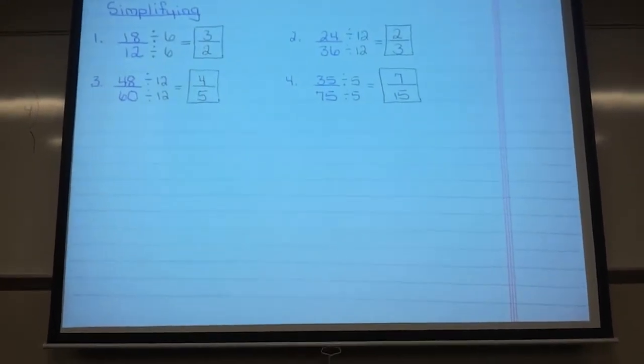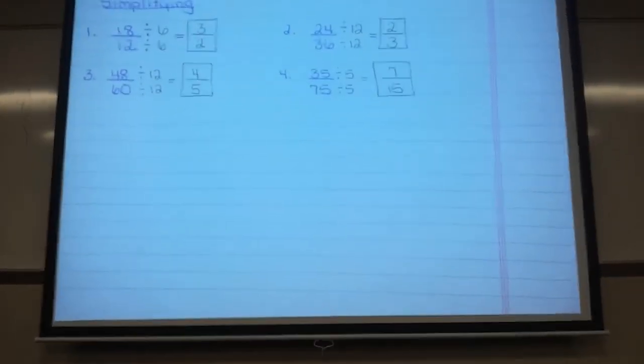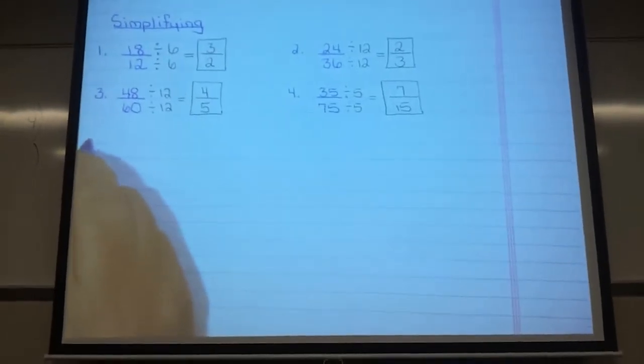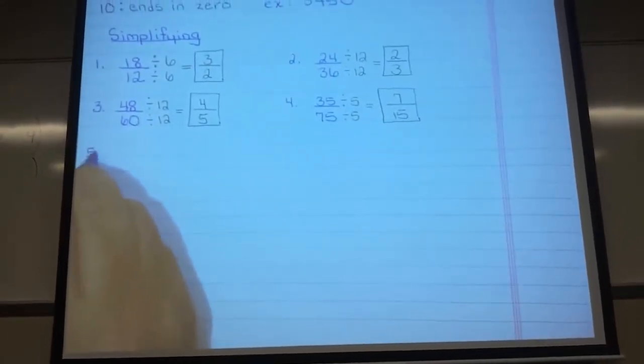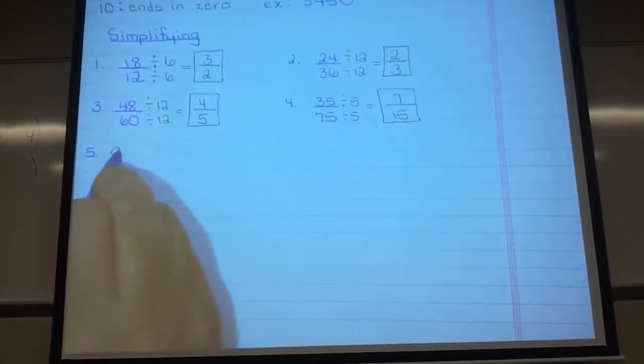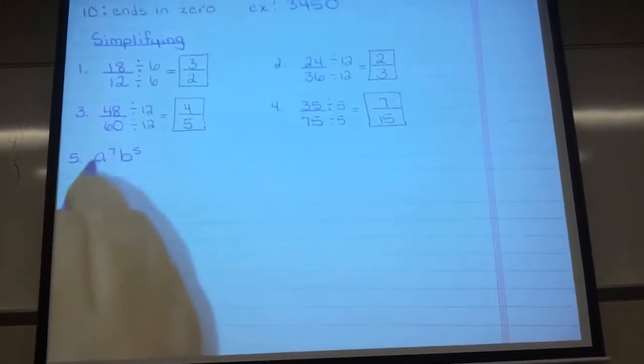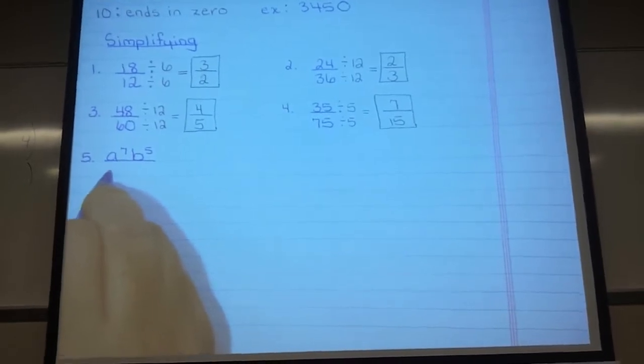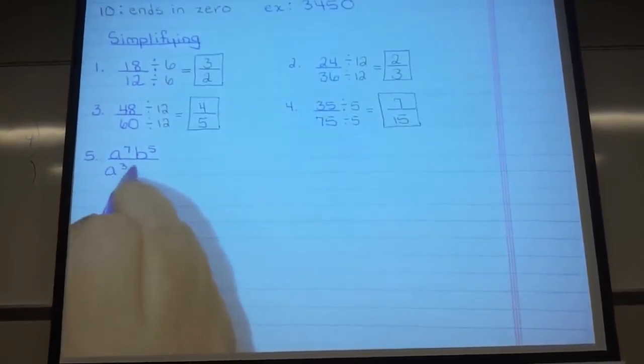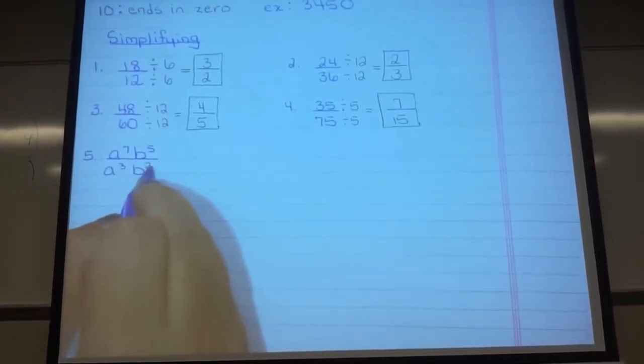All right, now let me give you ones with letters. Again, these you should have seen in chapter 2. Just kind of a review of it. A to the 7th, B to the 5th, over A to the third, B to the second.